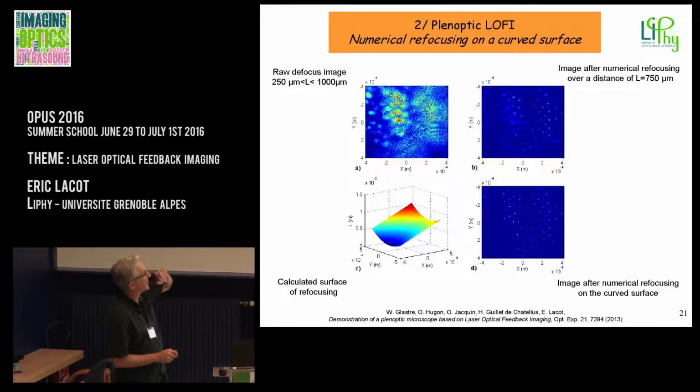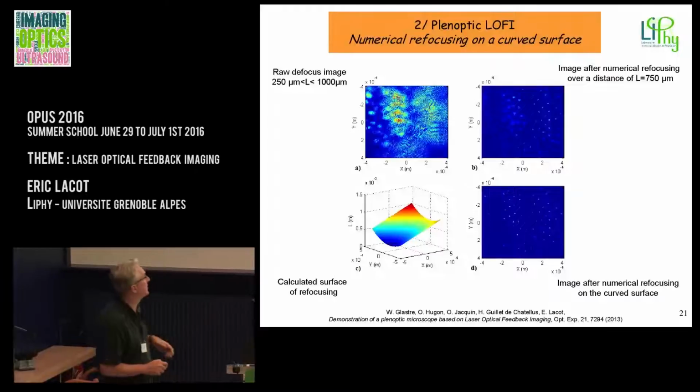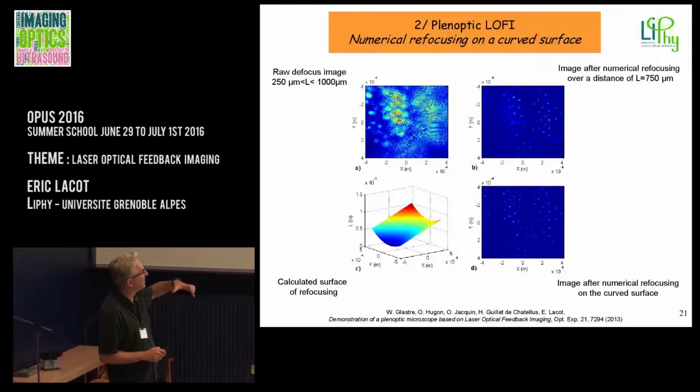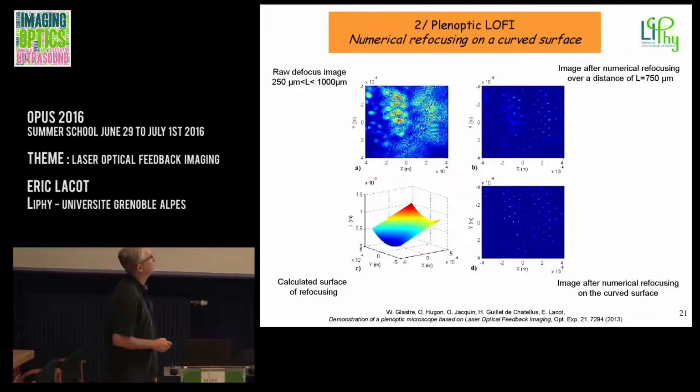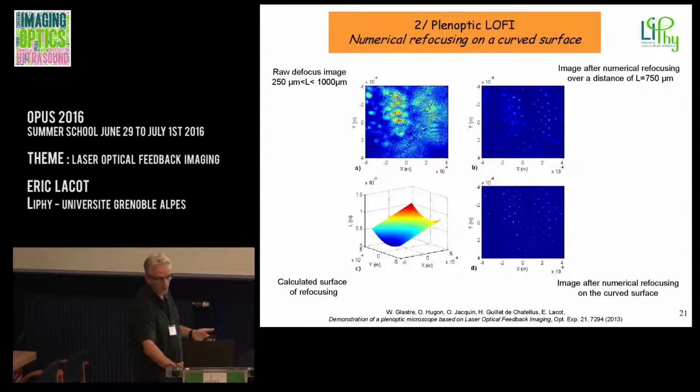So in fact, our synthetic aperture LOFI setup is a kind of plenoptic microscope, in that by using simply a 2D scanning, and by using numerical refocusing, we are able to obtain a 3D image.